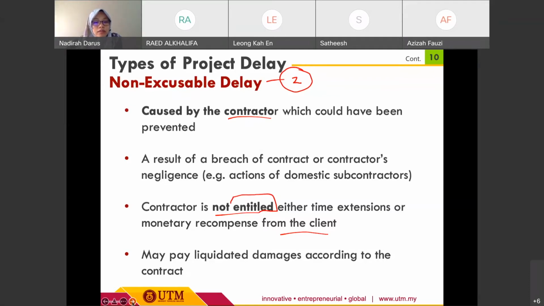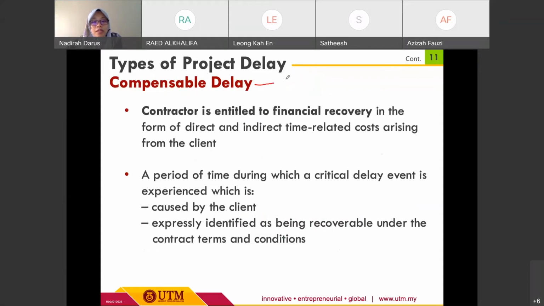The third one, we have compensable delay. Compensable delay means that the contractor is entitled to financial recovery in the form of direct and indirect time-related costs arising from the client. It is a period of time during which a critical delay event is experienced, which is caused by the client. So it can be compensated and expressly identified as being recoverable under the contract terms and conditions. So for this type of delay, the contractor is entitled to financial recovery for the third type.